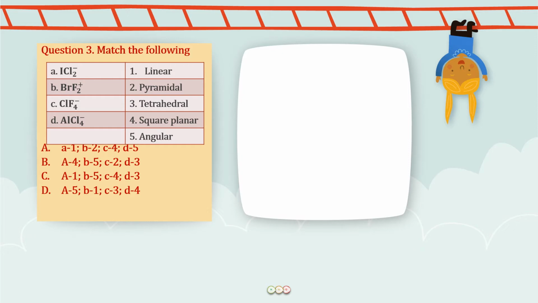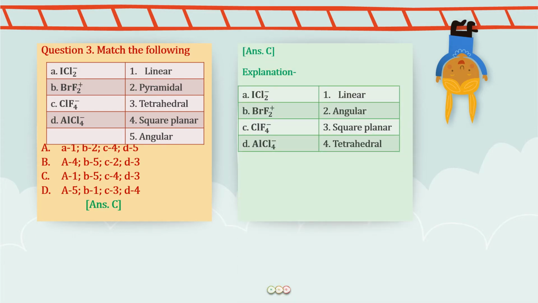So if you've done that, well, the correct answer to this question is the C choice, and the various shapes according to the C choice are that ICl2 negative has a linear shape, BrF2 positive will have an angular shape, ClF4 negative will have a square planar shape, and AlCl4 negative will have a tetrahedral shape. Now, if you have done it correctly, very good.